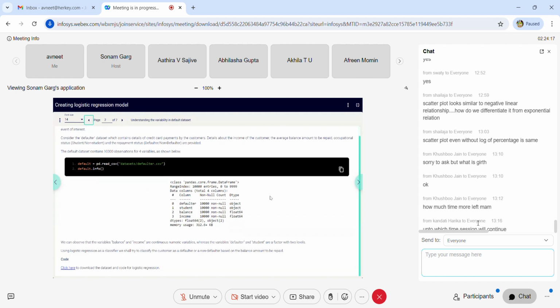Here we have that same defaulter data set where we want to predict whether the person is a defaulter or not. So we have balance, we have income, we have student, yes or no. So these are categorical attributes, and defaulter is also a categorical attribute which we want to predict. So we'll be using logistic regression to do this.